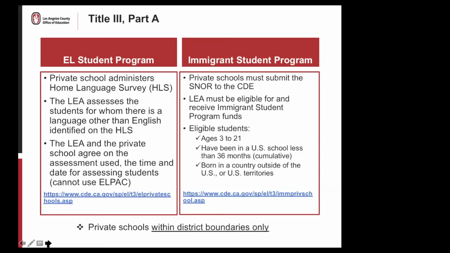And then also for your reference, ESEA defines immigrant students as those students who are age 3 through 21, were not born in the US or US territories, and have been attending a school in the US for less than 36 cumulative months. And we've also included the links to the CDE web pages for additional information on equitable services for both the Title III English Learner and immigrant programs.